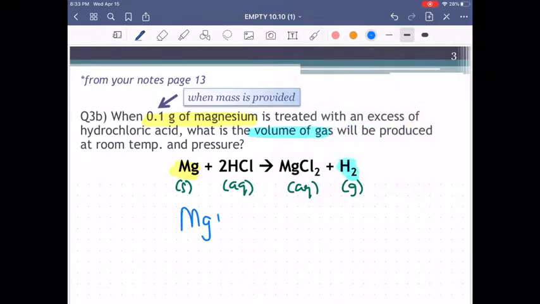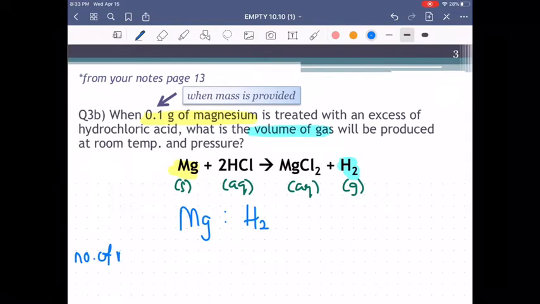Mg to the ratio H2. First step, as I told you, firstly write down the number of moles here. So the number of moles of magnesium is 1. Number of moles of this hydrogen gas is 1.